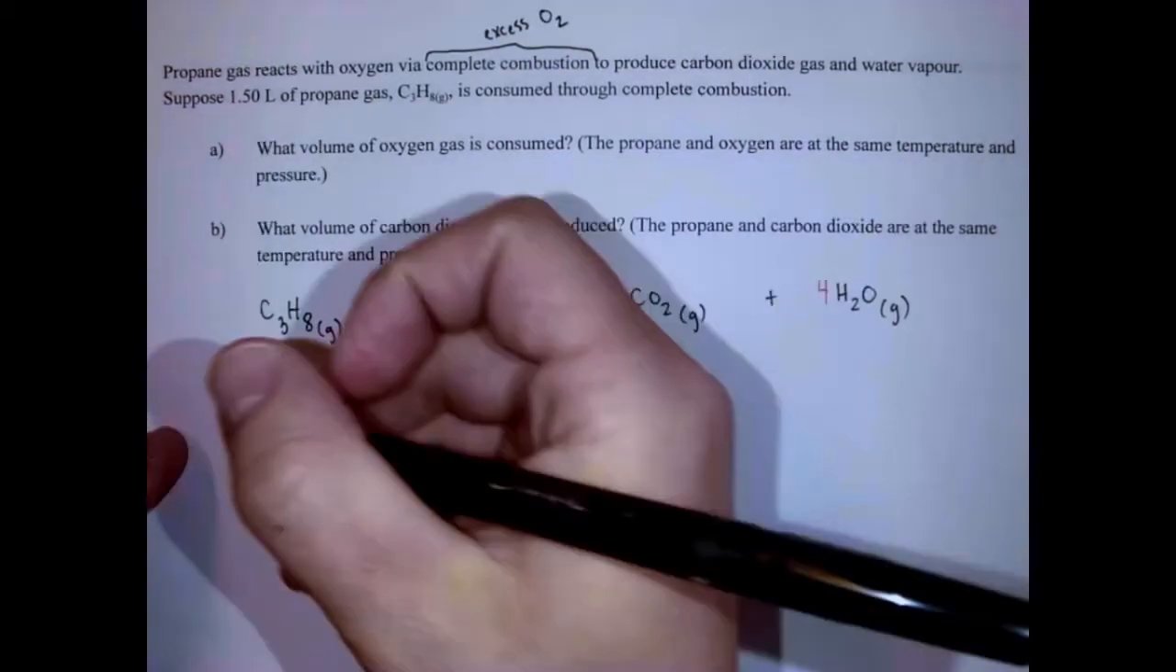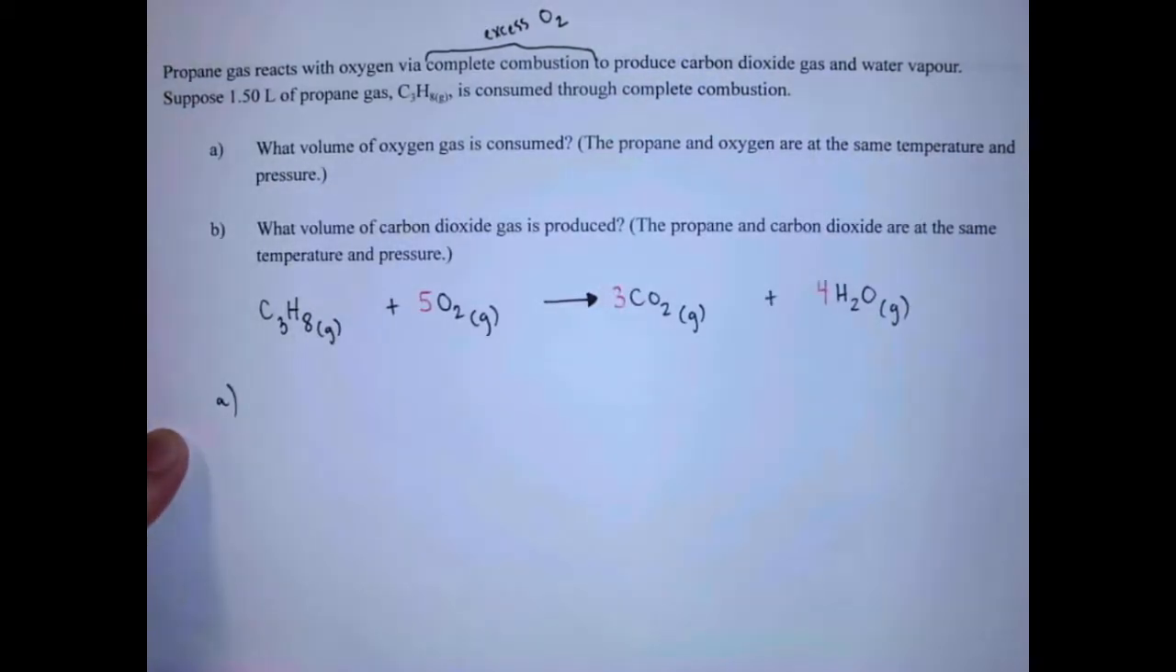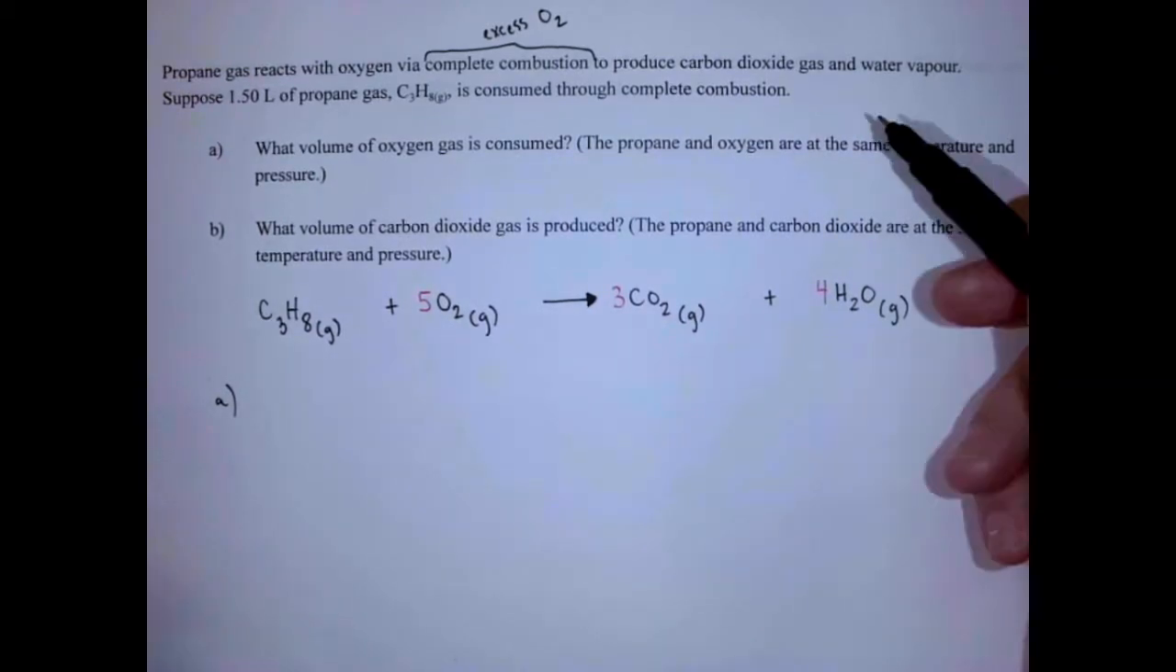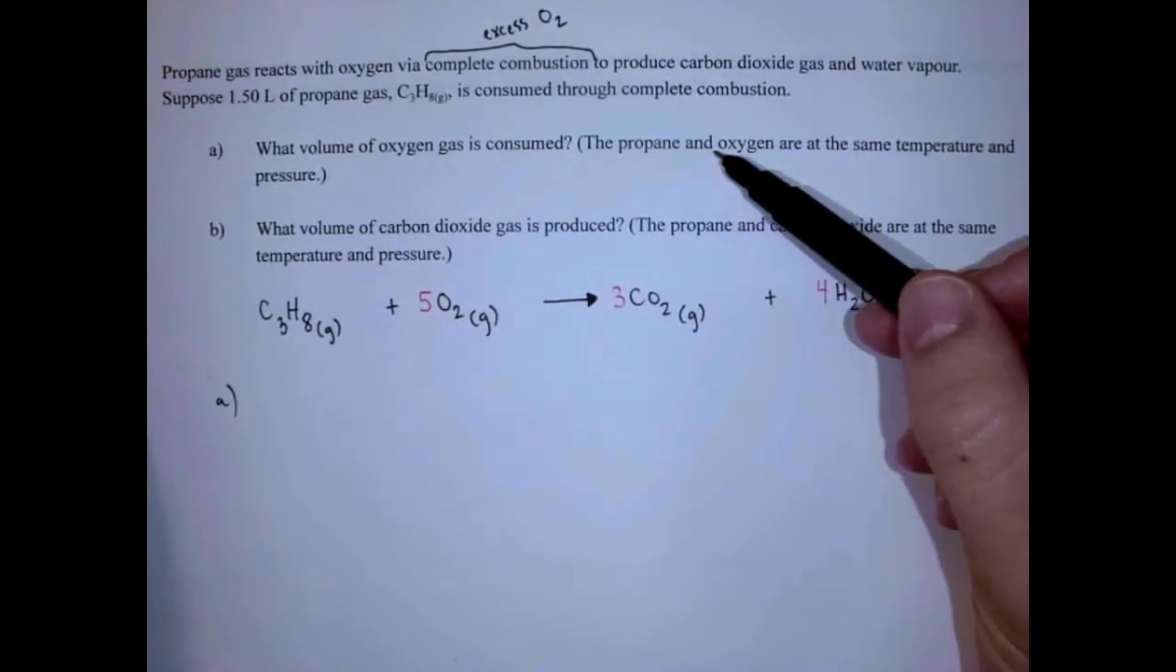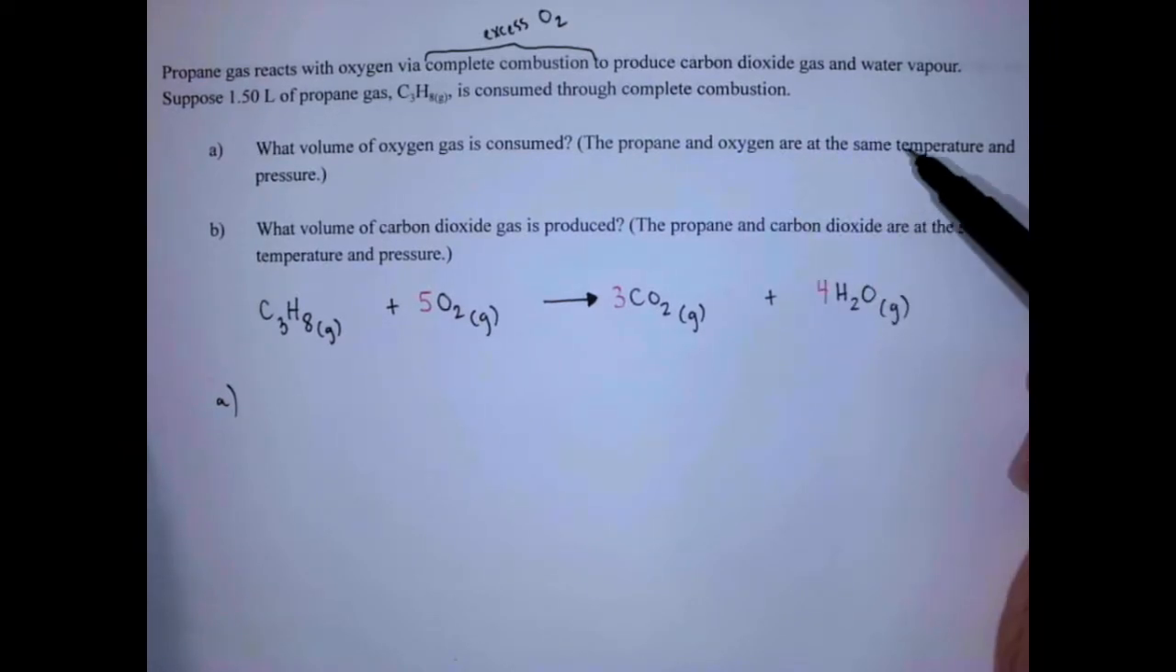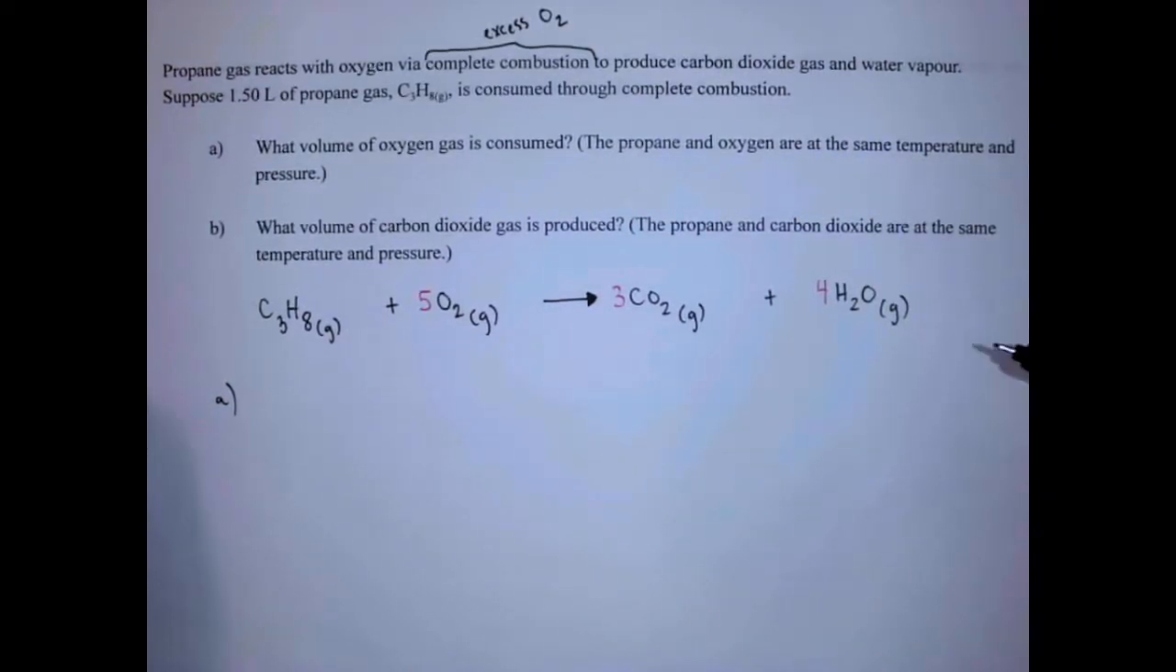I can start answering question A. What volume of oxygen gas is consumed? So as I said, this has something to do with the law of combining volumes. I included a statement in here that says the propane and the oxygen are at the same temperature and pressure. And what the law of combining volumes states, it's an offshoot of Avogadro's law, but it says equal volumes of gases at the same temperature and pressure will contain equal numbers of moles of gas.